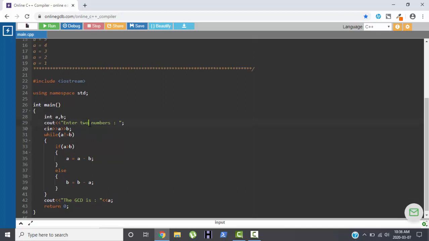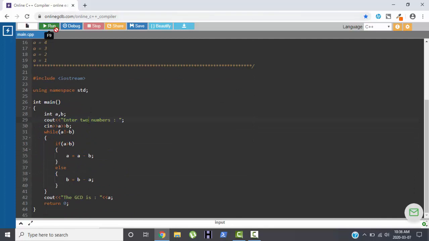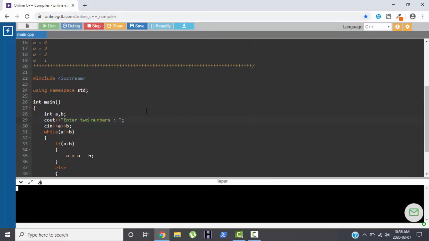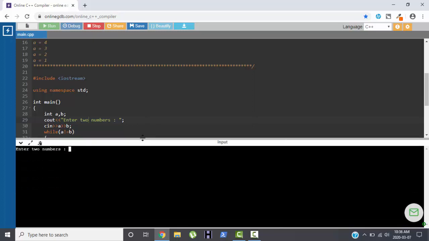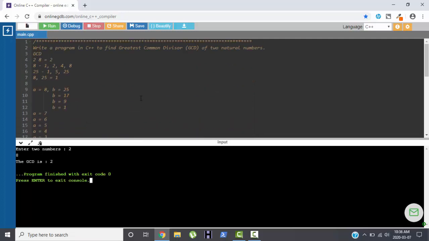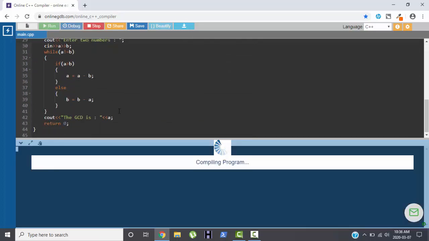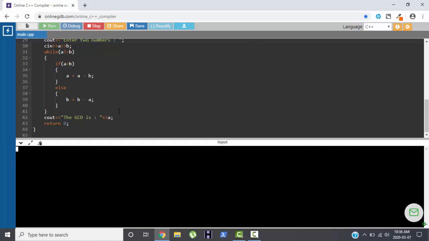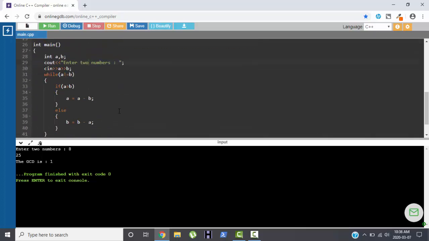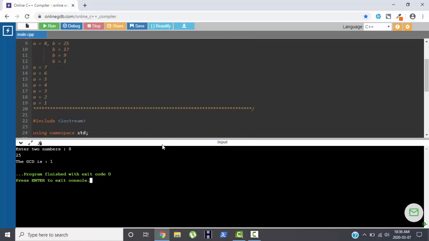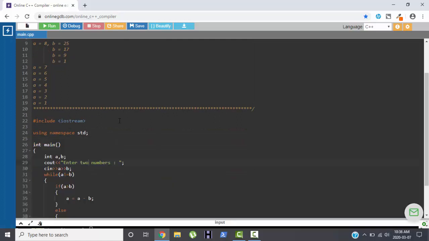Okay, so let me execute this program. The first example was 2 and 8. So 2 was the first number, 8 is the second number, the GCD is 2, perfect. Then we will take another example, that is 8 and 25. It is 1, perfect. So our logic is working perfectly fine. So this was a complete program to demonstrate the GCD of the given two numbers.